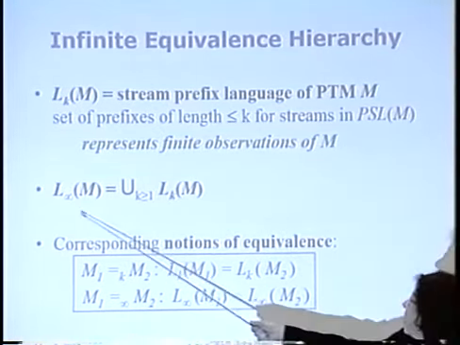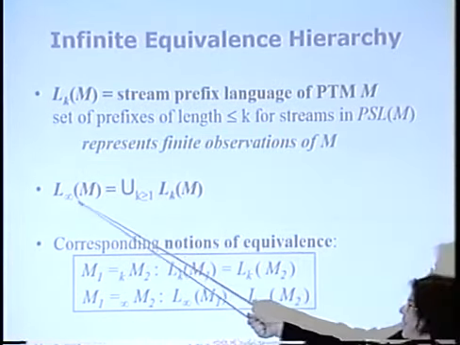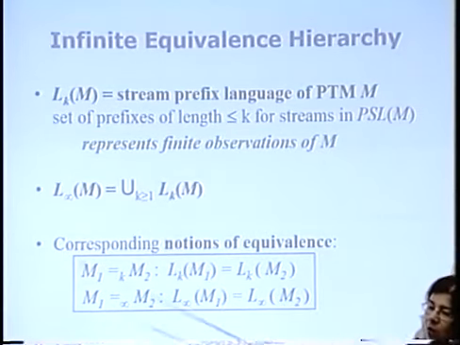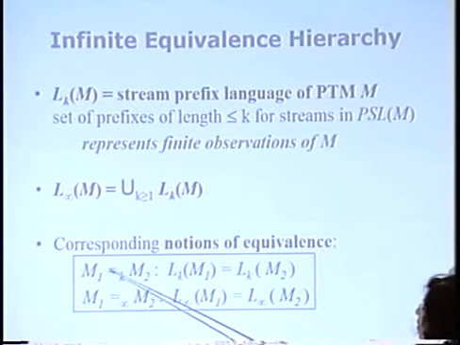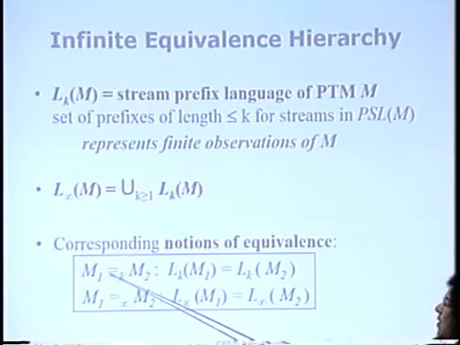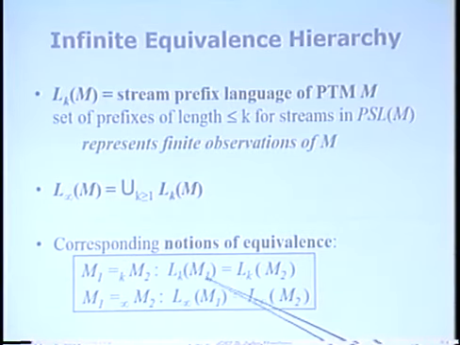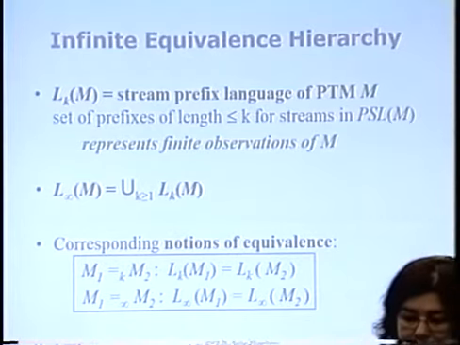You can also define this L sub infinity as the union for all the k of L sub k of m. So this is still a set of finite observations, but there's no bound on how large they are. Okay. So for these notions of equivalence, for these languages, you get a corresponding notion of equivalence. Two PTMs are equivalent sub k if they have the same prefix languages of length k or less. And they're equivalent sub infinity if they get the same prefix languages in an unbounded fashion. Okay.